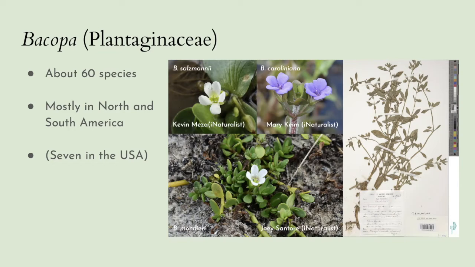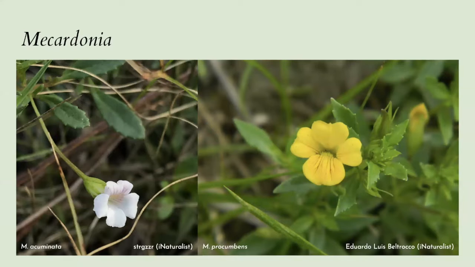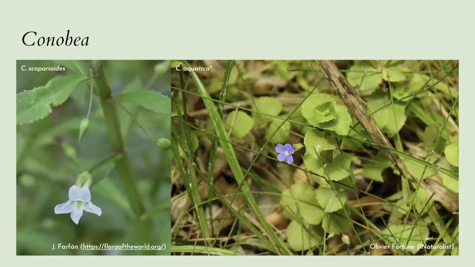The genus is native to North and South America for the most part, and the center of diversity is in South America. There are some other genera that have sometimes been intermingled with Bacopa, including this one, Mecardonia. Historically, it had some species that were treated in Bacopa, but has been validated as its own genus. Another genus that I'll mention is Conobea, which is also, maybe you can tell, a little similar to Bacopa: opposite leaves, axillary inflorescence.